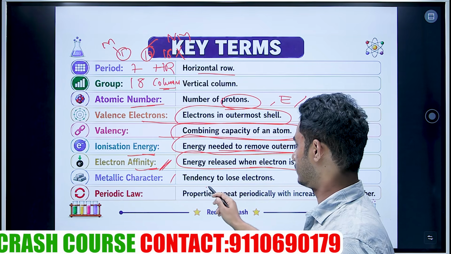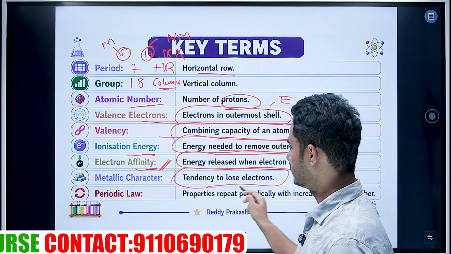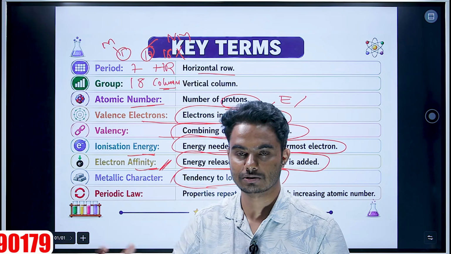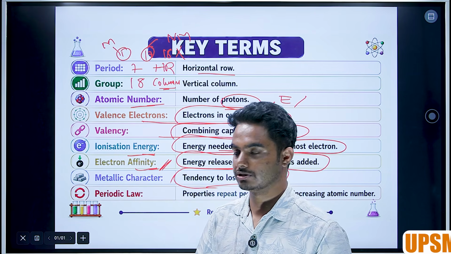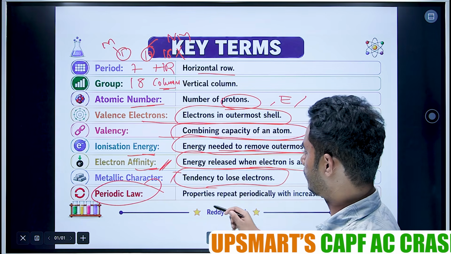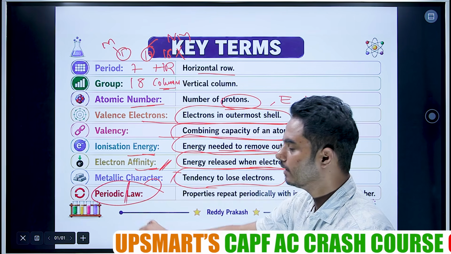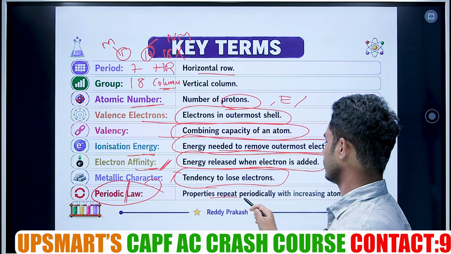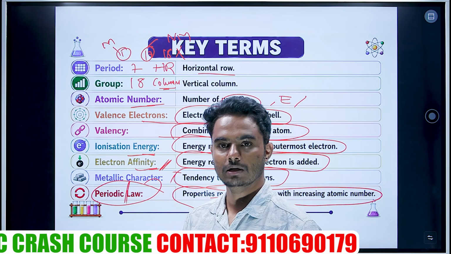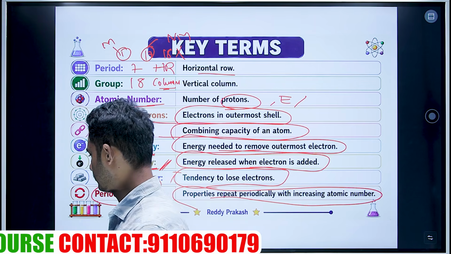Next is metallic character. Metallic character is the tendency to lose electrons. Metals usually lose electrons. They will become charged. That is metallic character. Next is periodic law. What is periodic law? Periodically the properties repeat. Properties repeat periodically with increasing atomic number. Increasing atomic number. Easy, right? Easy slides, right?